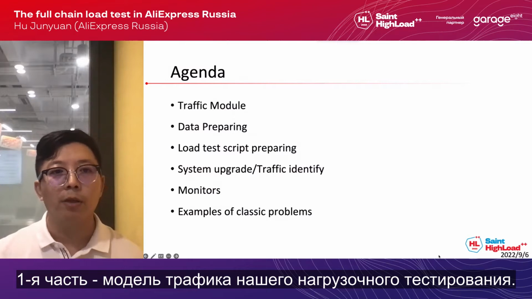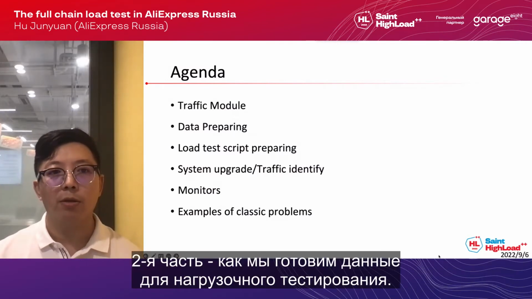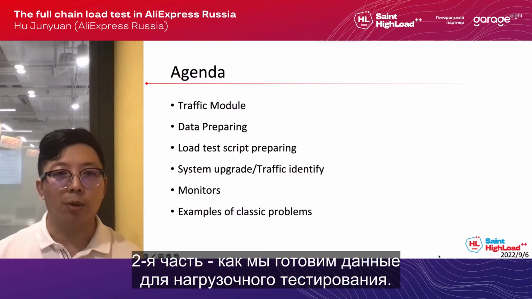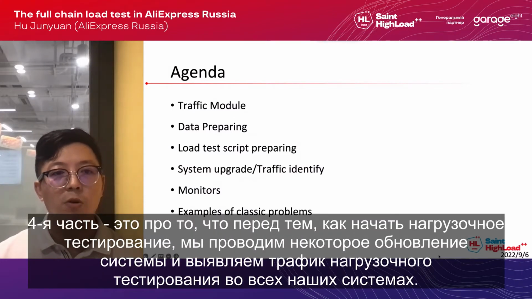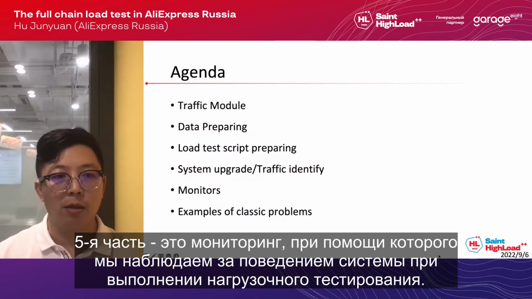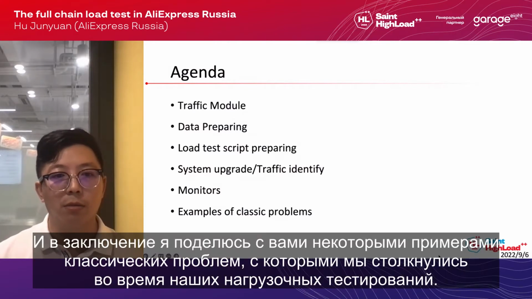First is the traffic model of our load test. Second is how we do the data preparing for the load test. And third part is the load test script preparing. And fourth part is, before we start to run the load test, we will do some system upgrade and identify the load test traffic in our whole systems. Fifth part is the monitors, where we observe the system behavior while the load test is running. And in the last part, I will share some examples of the classic problems we have encountered during our load test.